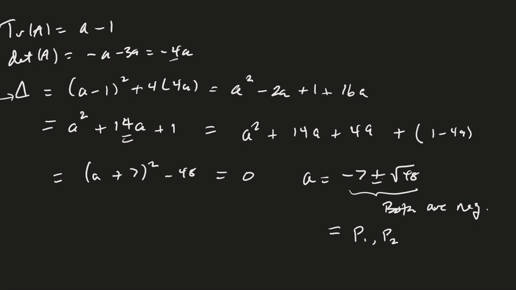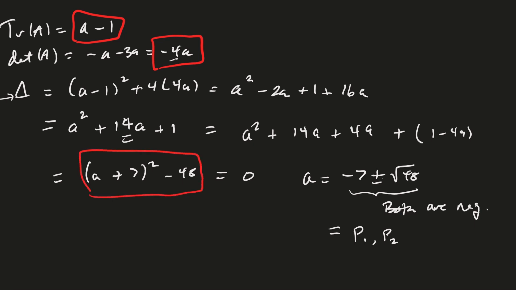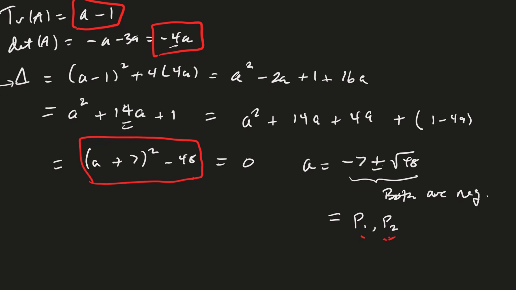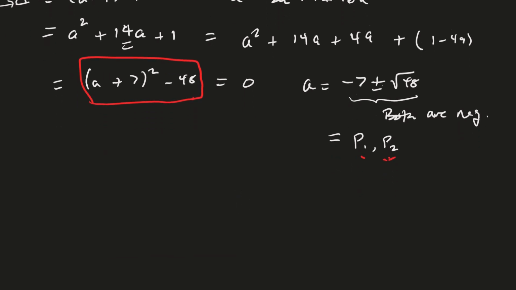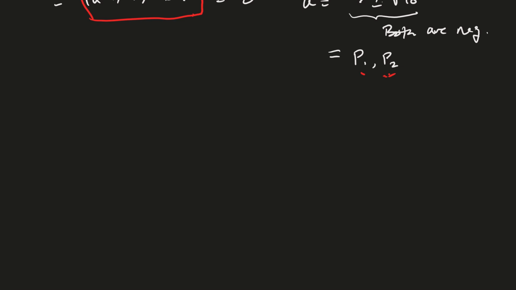I've got a trace that's a minus 1. A determinant is minus 4a, and then the discriminant is equal to this expression, which is a parabola. And what does that parabola look like? Right, it opens up. And so between the points P1 and P2, my discriminant is going to be negative. Okay. All right. So now there is a way that I can actually graphically determine what's going on here. And so I might just spend a minute doing that.